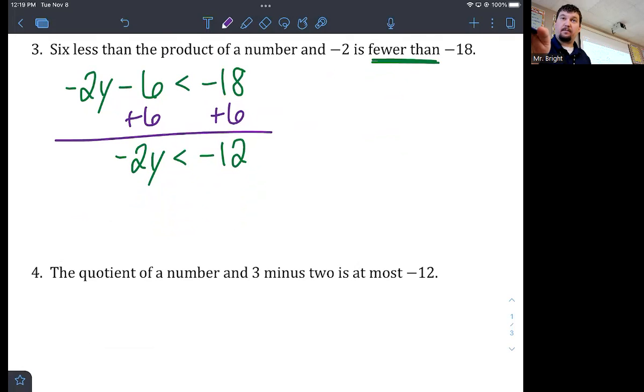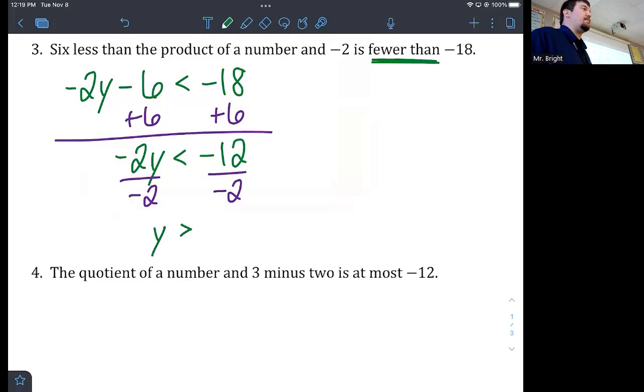So to undo that, what would undo multiplication? That's right. We're going to divide both sides by -2. Chloe, do I have to flip the sign if I divide by -2? You should know this. Yeah. We do. We have to flip the sign. Anytime we multiply or divide by a negative, we have to flip the sign. So y is now going to be greater than.